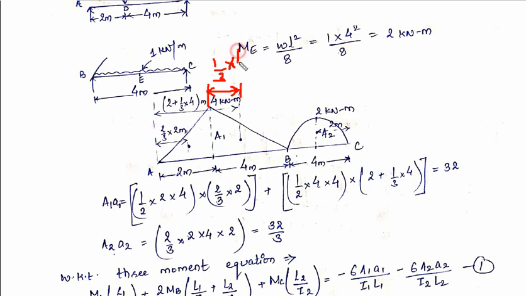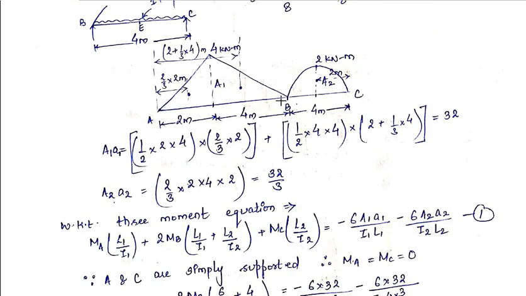Now we have to calculate the distance of the CG of this triangle from A support. So the total distance will be, if I add 2 to this 1 by 3 into 4, I will get the total distance of this CG from the support A. So the perpendicular distance will be 2 plus 1 by 3 into 4 meters. After solving, capital A1 into small a1 will come out to be 32.